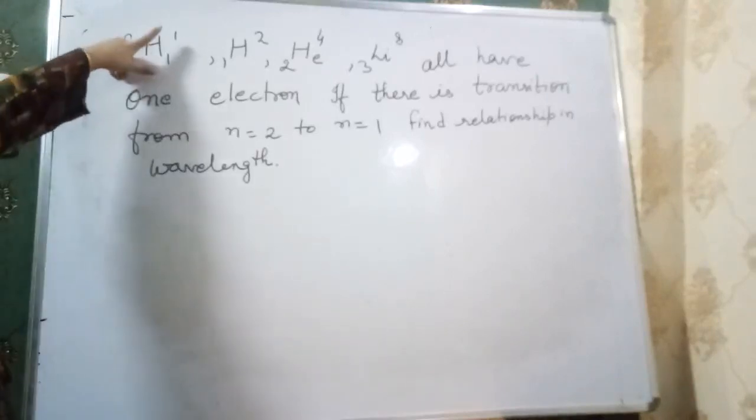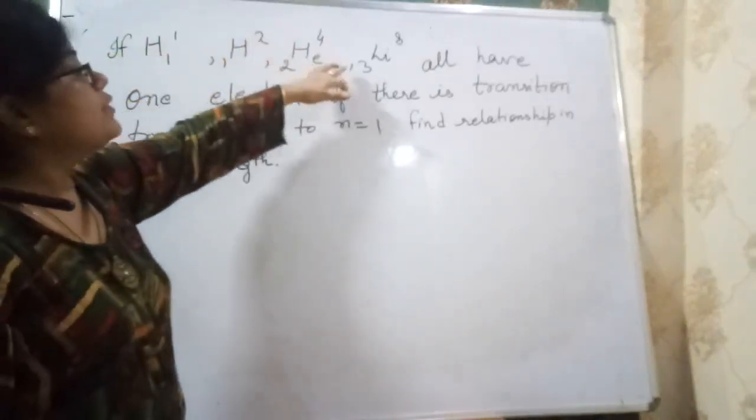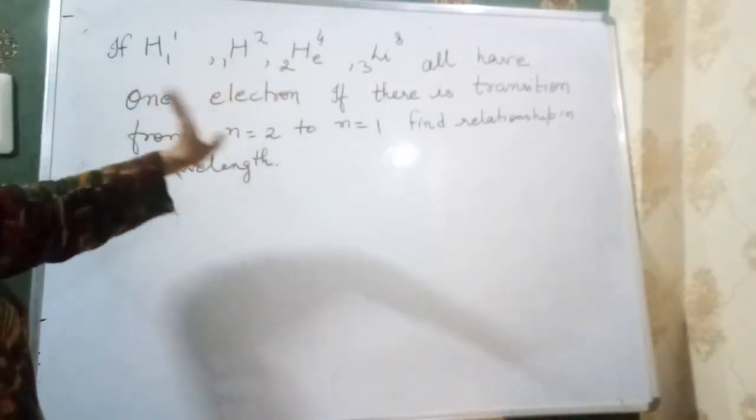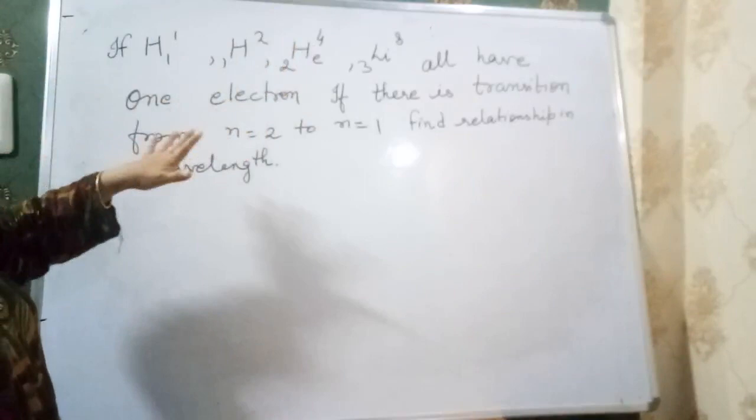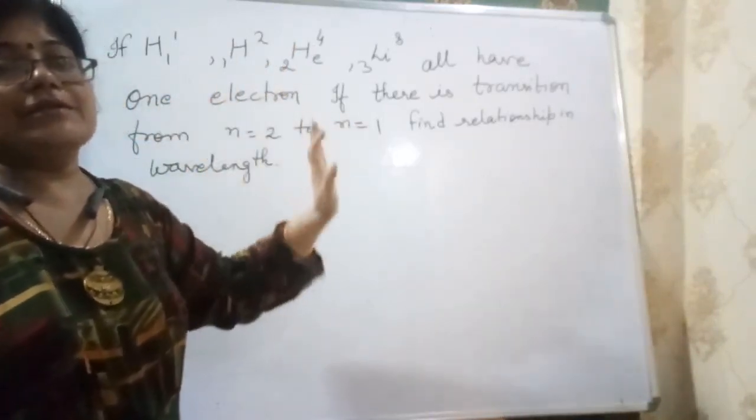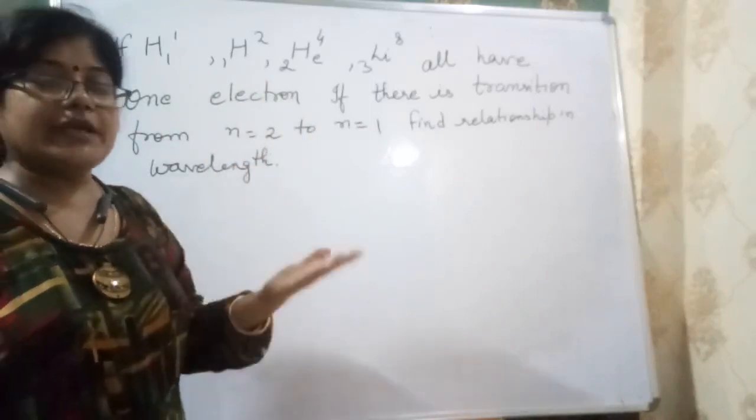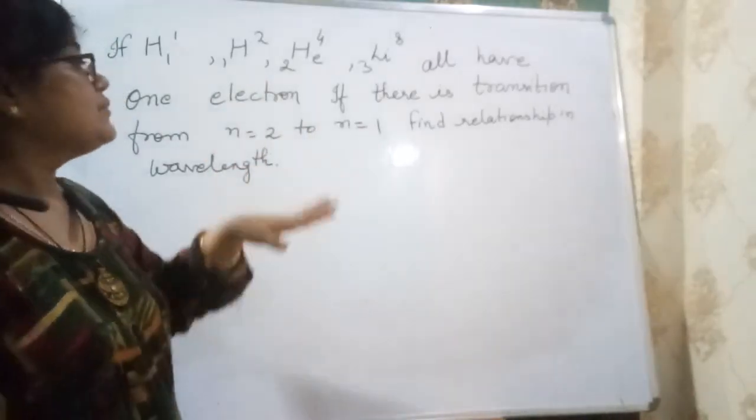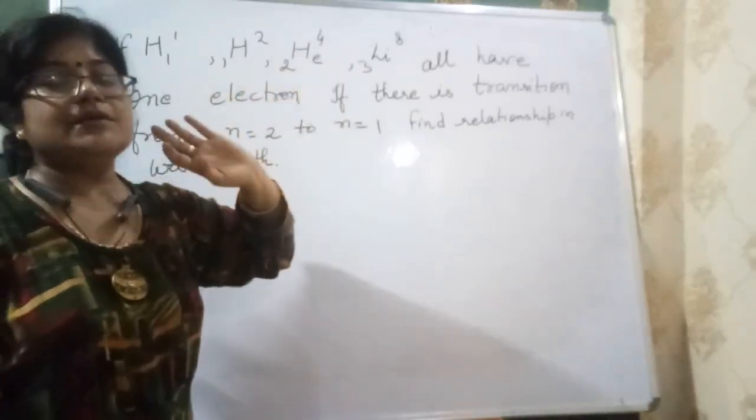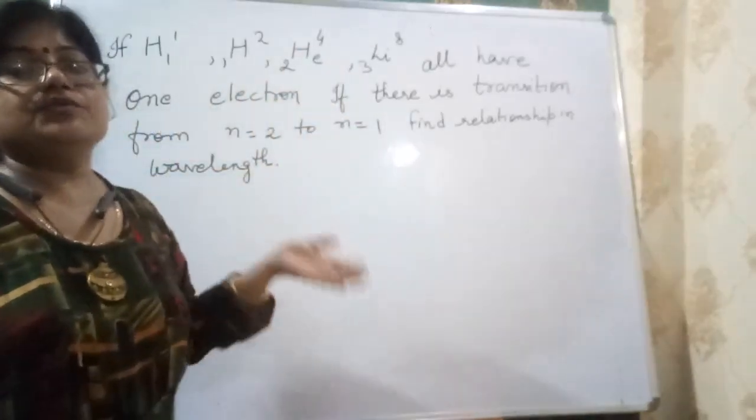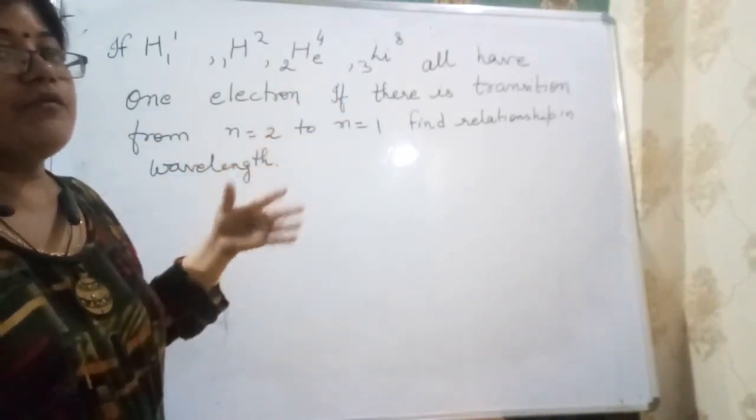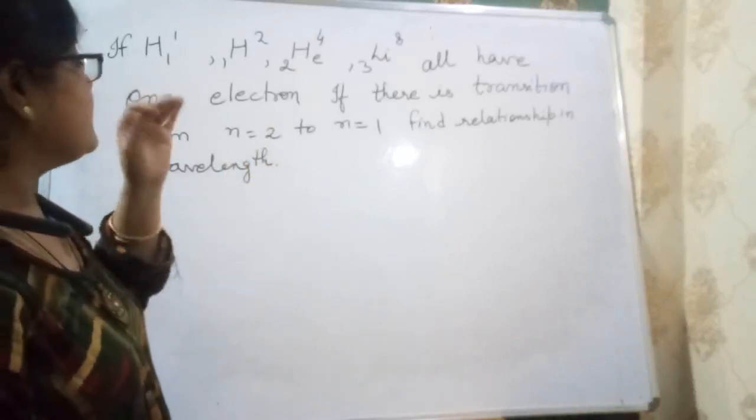If H, He+, Li2+, Be3+ all have one electron, these all 4 have one electron, and there's a transition from n equals 2 to n equals 1. That means in all cases the electron jumps from the second orbit to the first orbit. Then find a relationship in the wavelength, because these are all different atoms, so they radiate different wavelengths, and we have to find the relationship between them.